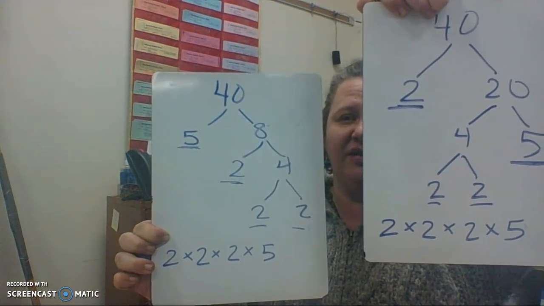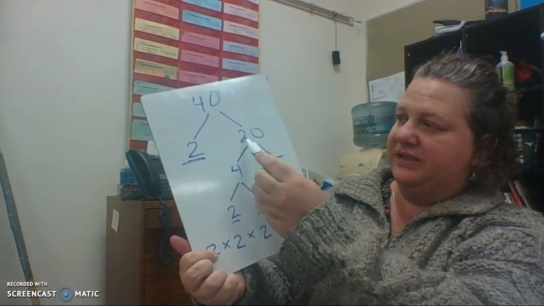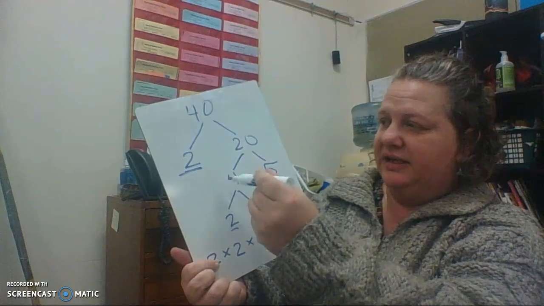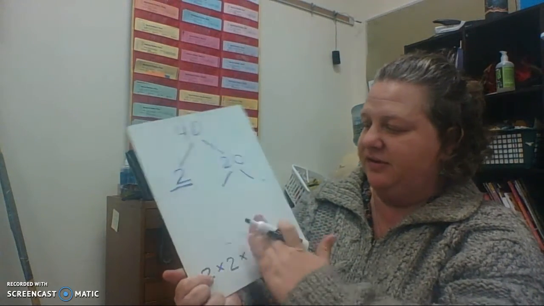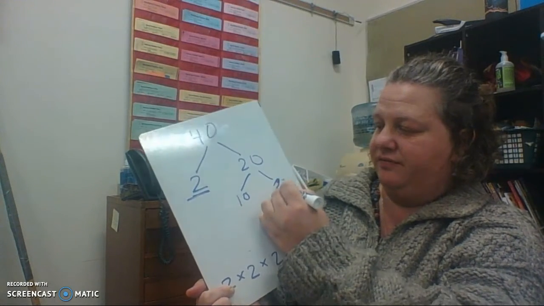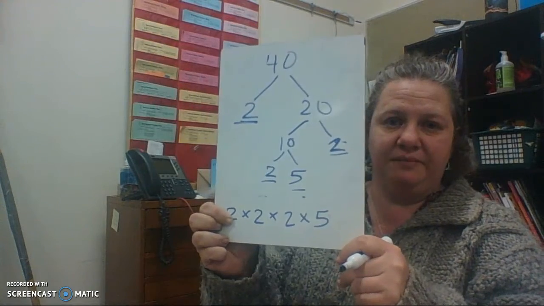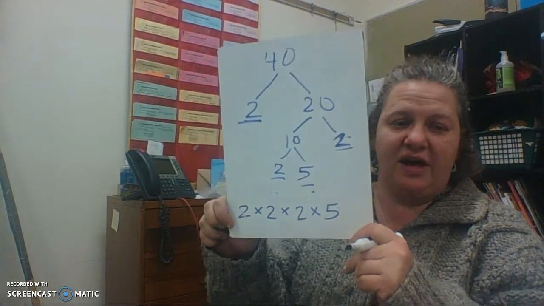You may have, instead of going 4 and 5 here, gone 10 and 2. Well, let's see what happens if we did that. There we have a 2. And it's still going to work itself out. Okay, we still have the three 2s and a 5 to multiply in the bottom. All right, so today, that is your lesson on prime factorization.